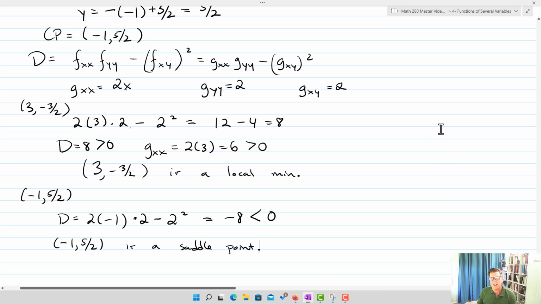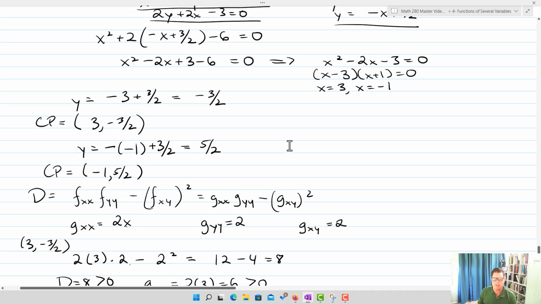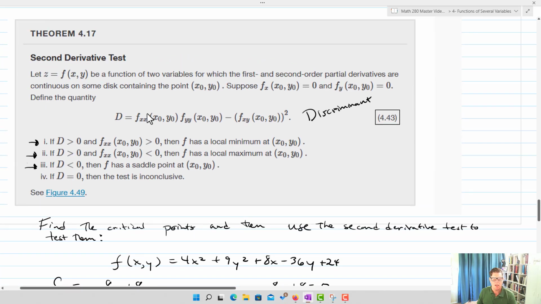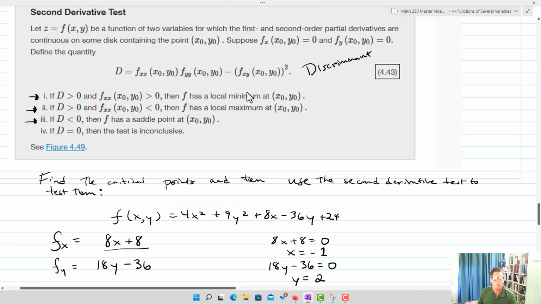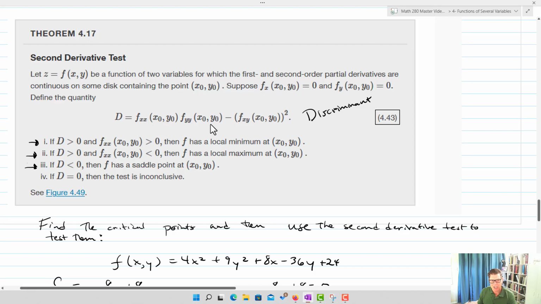So this is the entirety of that process that I actually pointed out to you earlier on. If we go back up to remind ourselves, we're first going to figure out what the critical points are. Then we are going to calculate the discriminant at each one of the points, each separate point, and then utilize these 4 conditions to determine whether or not we have a minimum, a local maximum, a saddle point, or an inconclusive test.